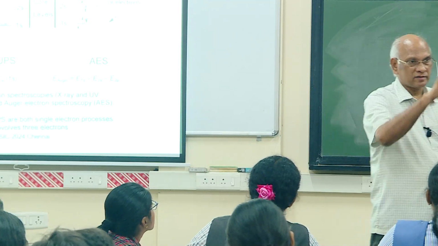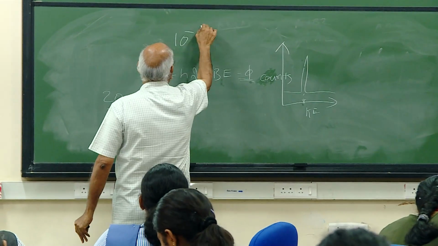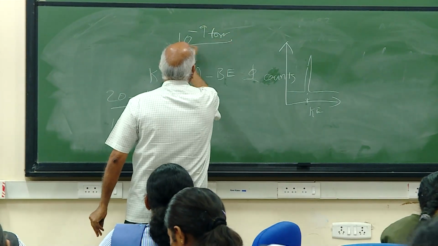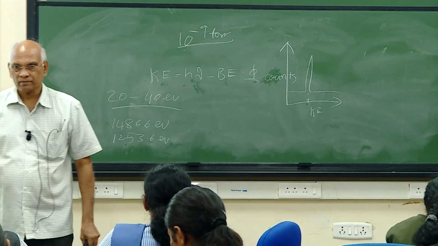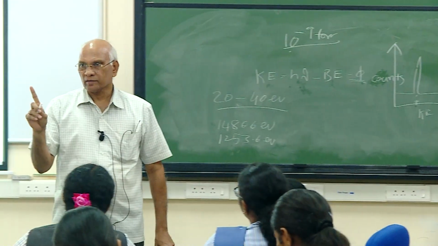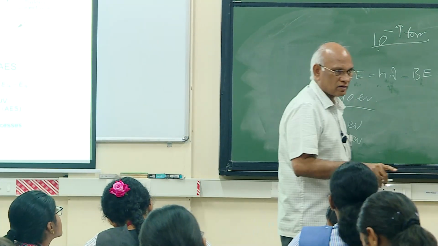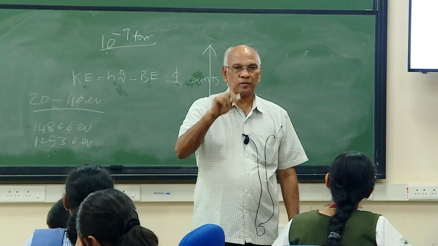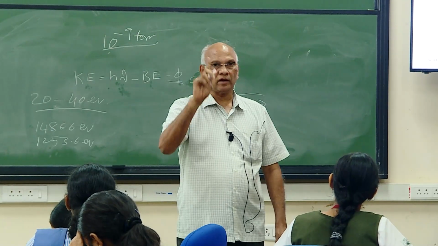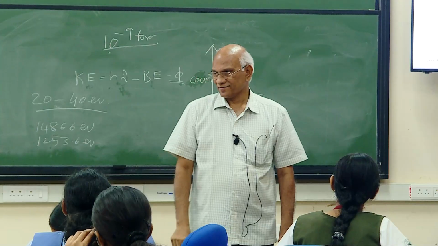See, the entire experiment is done in vacuum. Vacuum is of the order of 10 to the power minus 9 torr. 1 torr is 1 millimeter Hg. So atmosphere is 760 torr. So you have to reduce the pressure to the order of 10 to the power minus 9 torr. That means 10 to the power minus 9 millimeters Hg, mmHg.